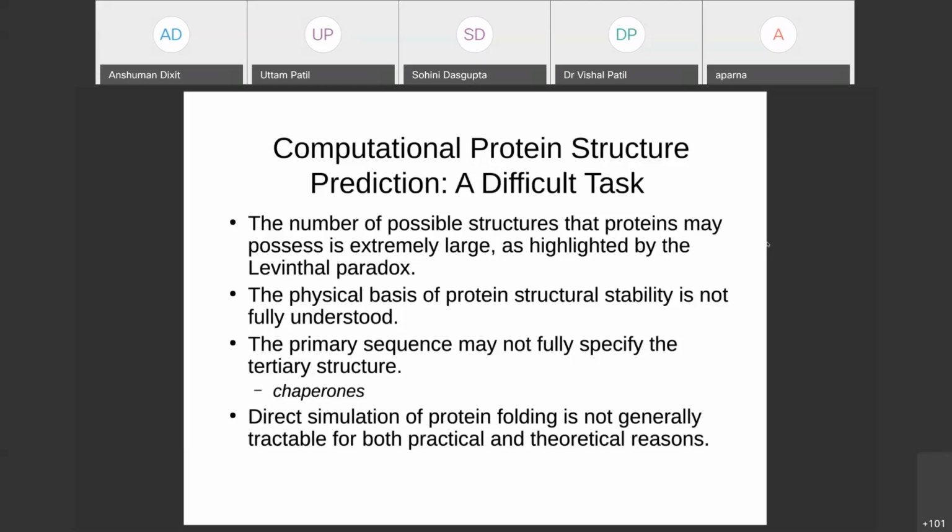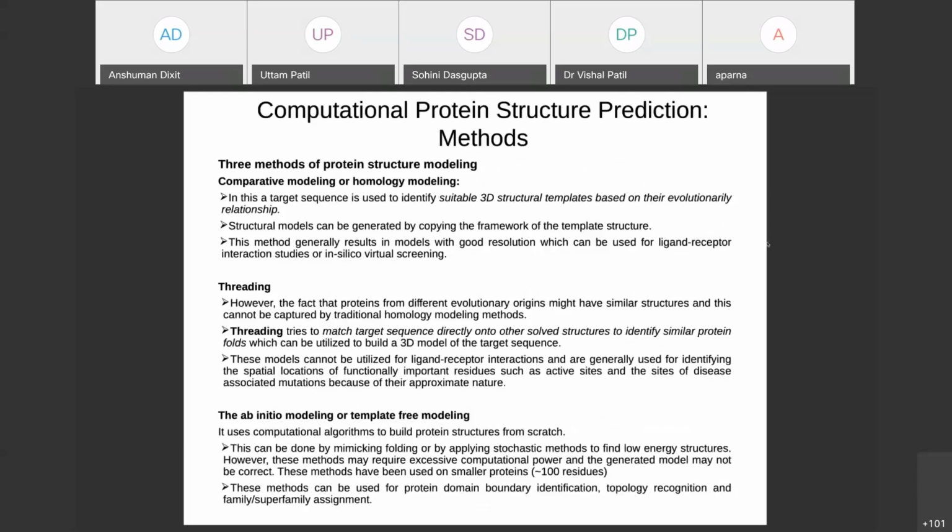Okay, now the primary sequence may not fully specify the tertiary structure, and direct simulation of protein folding is not generally possible for practical and theoretical reasons. So it is a difficult task. It's not an easy thing to do, but a lot of progress has been made in computational protein structure methods. So basically, there are three main methods which we can use for computational structure predictions.